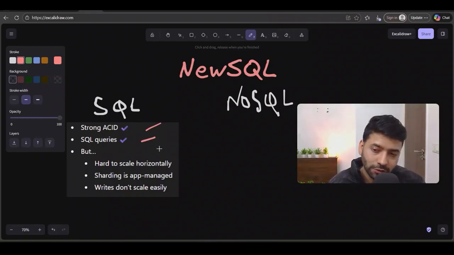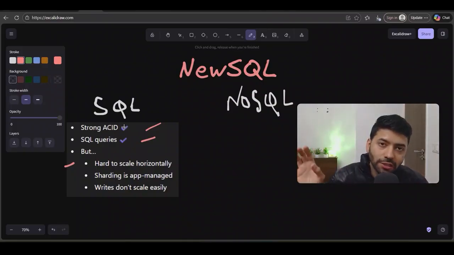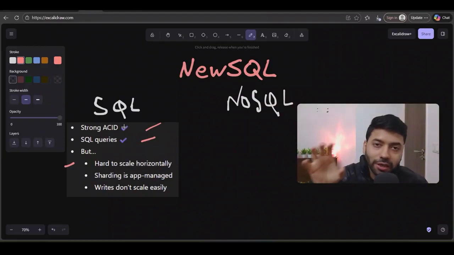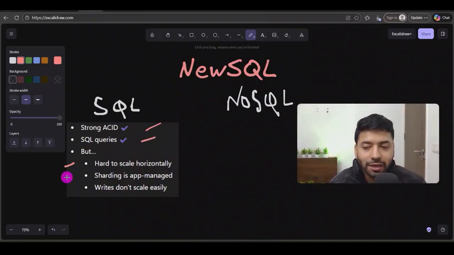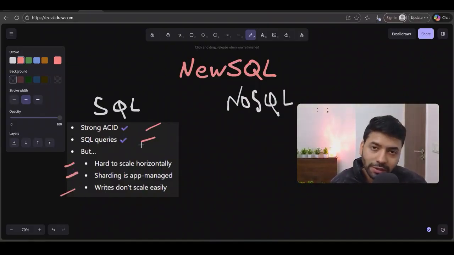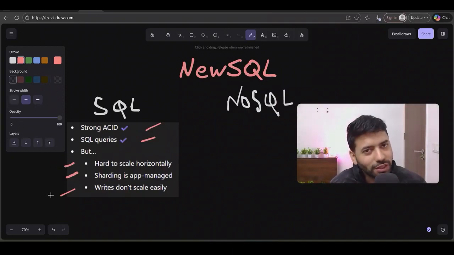But there are issues as well. It is really hard to scale SQL horizontally because it requires sharding, and if your data is present in different shards, joins become distributed joins. Across the shards it is really difficult to maintain ACID properties. That's why the sharding logic is handled at the app level, and overall the writes don't scale easily. So we have some good things about SQL and some issues with SQL as well.